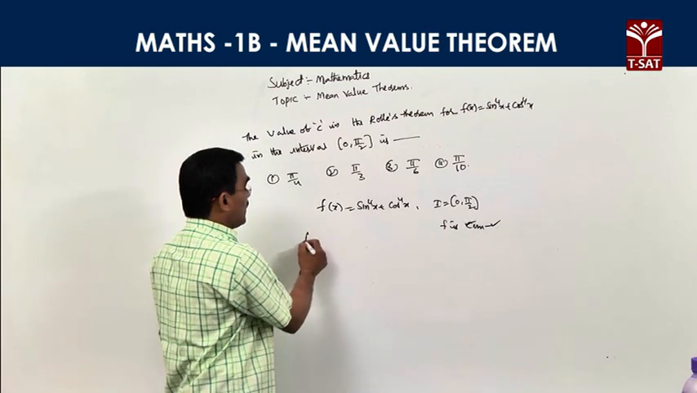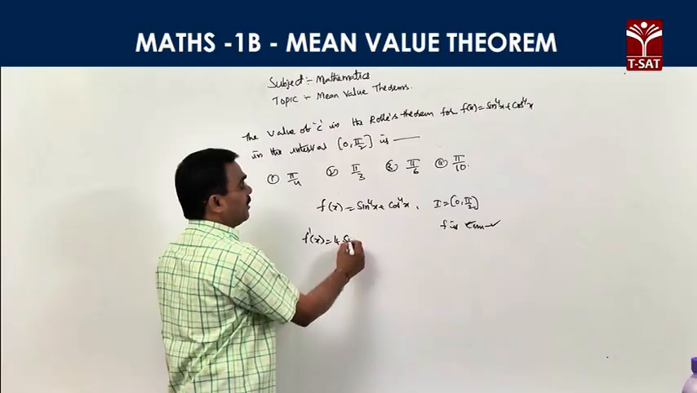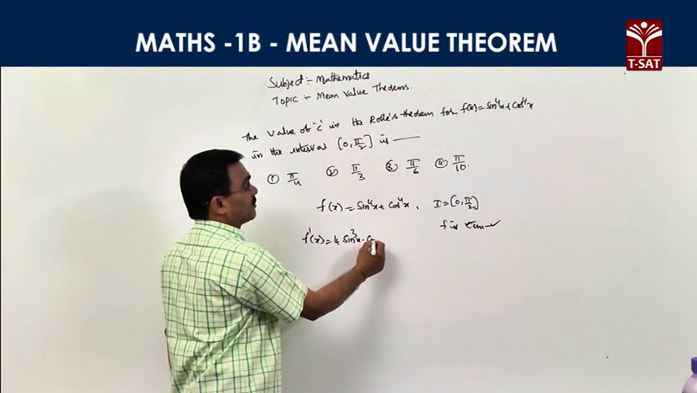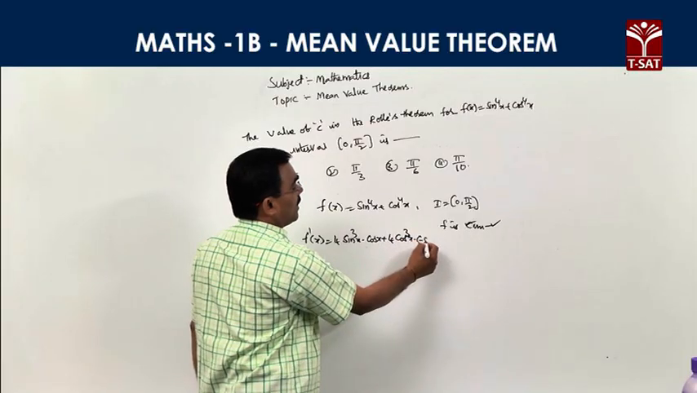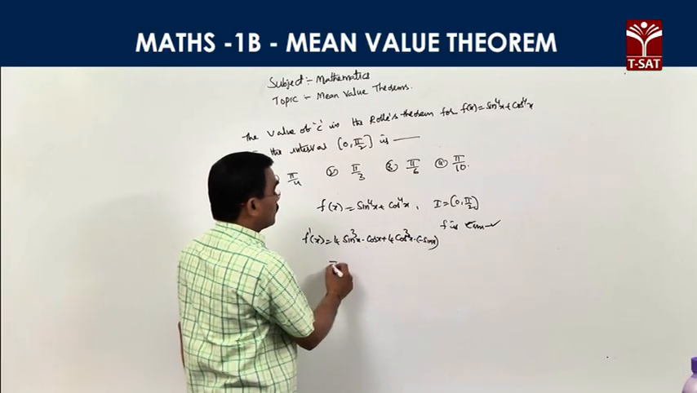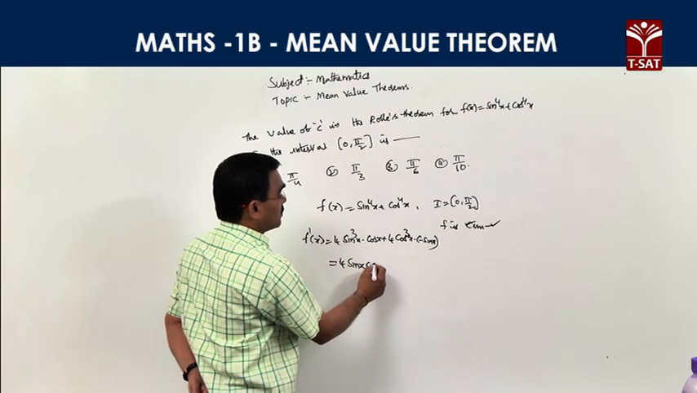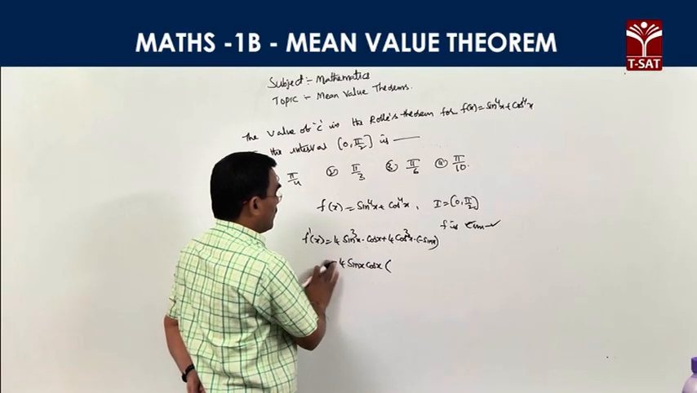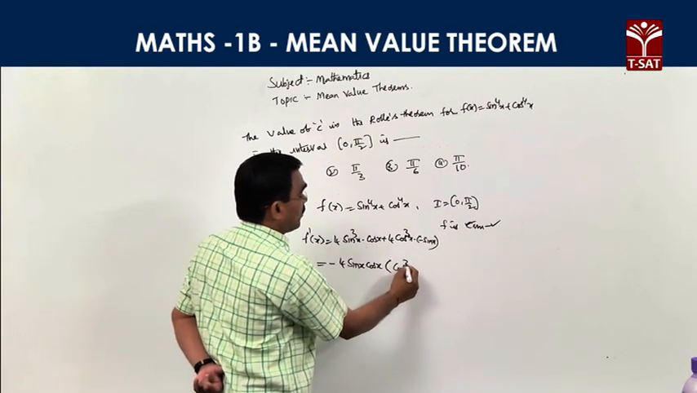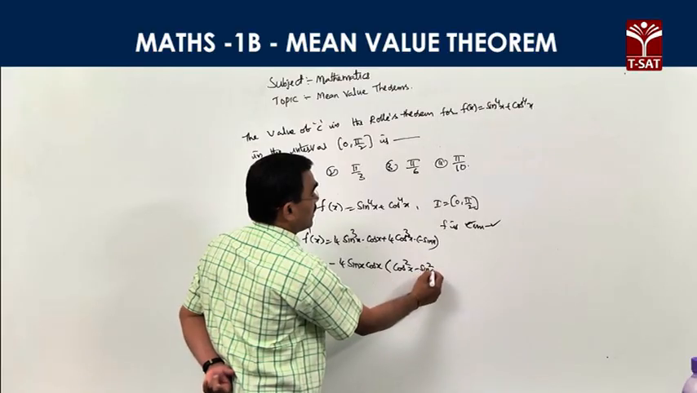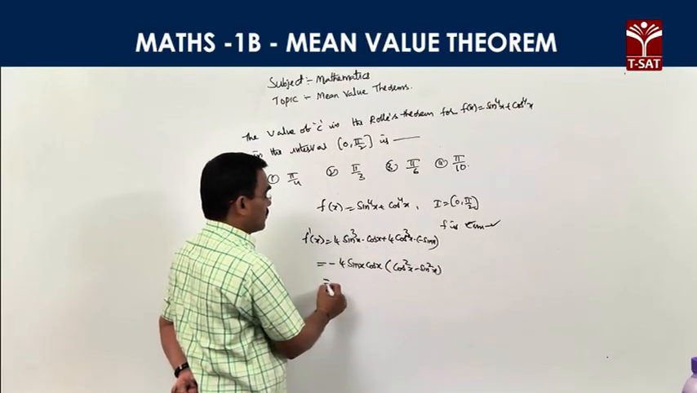What is f dash x? f dash x is equal to 4 sin power 3x into cos x, plus 4 cos power 3x into minus sin x. So the value is 4 sin x cos x common, minus 4 sin x cos x common. So what happens is cos square x minus sin square x, since minus is common.